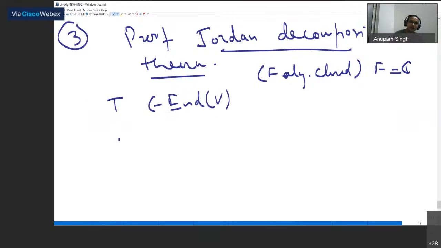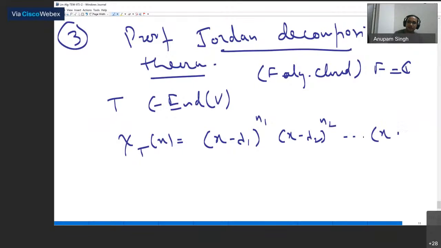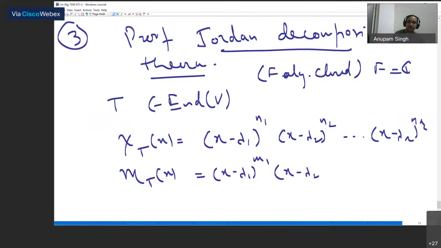Suppose the characteristic polynomial of T is something like this. So X minus lambda 1. Because now I'm over an algebraically closed field, irreducible polynomials are of degree 1. So X minus lambda 1 to the power n1, X minus lambda 2 to the power n2, and so on, X minus lambda r to the power nr. And suppose the minimal polynomial is X minus lambda 1 to the power m1, X minus lambda 2 to the power m2, and let's say X minus lambda r to the power mr.